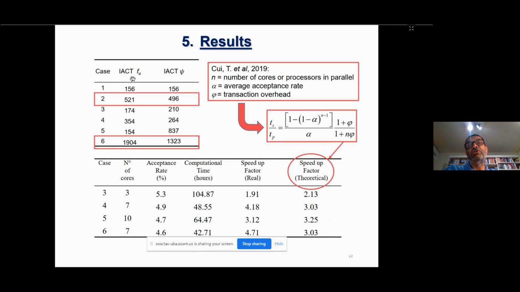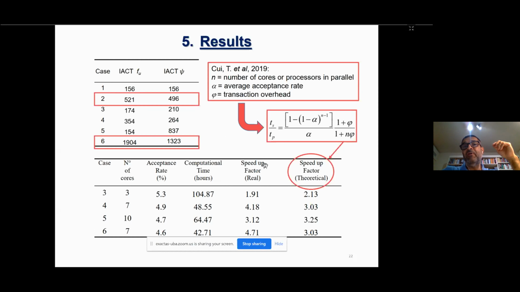As a result, the integrated autocorrelation time, which measures the number of correlated samples in the chains between independent samples, is very large. Unfortunately, this is very large, as we can see here for case 2 and especially for case 6, when we use the parallel version of the Metropolis Hastings algorithm. These are the computational times. You see here that for case 6, this took almost 43 hours.